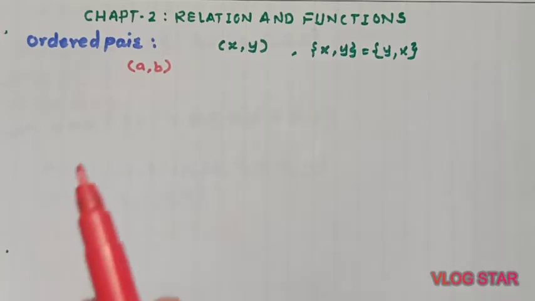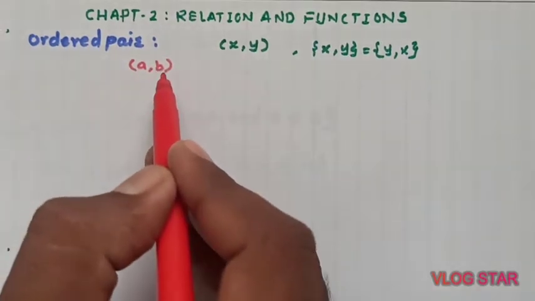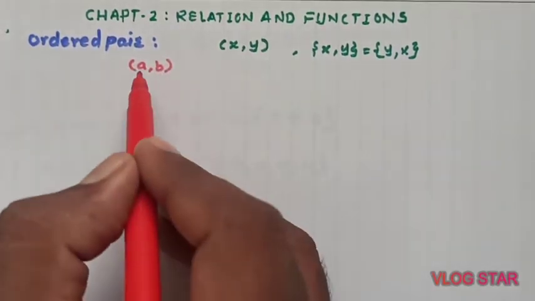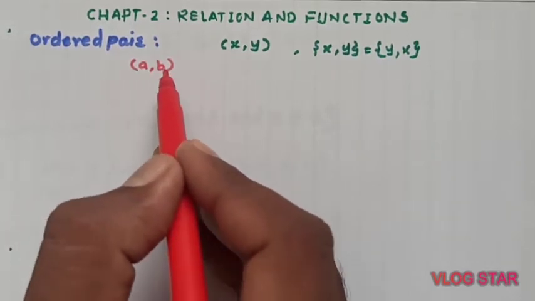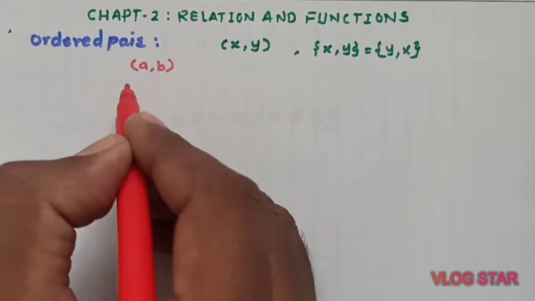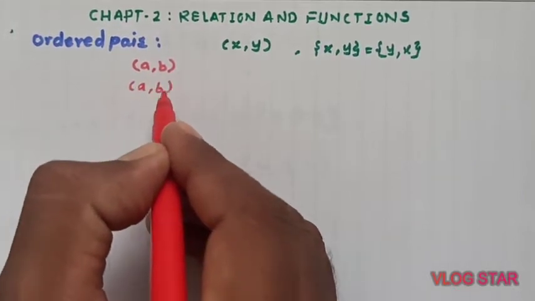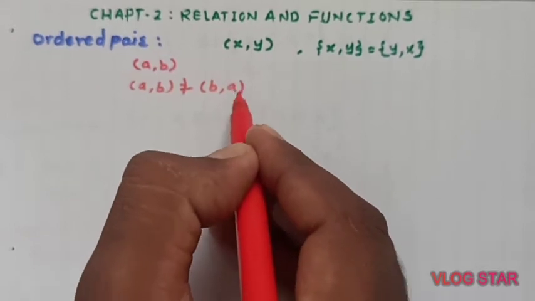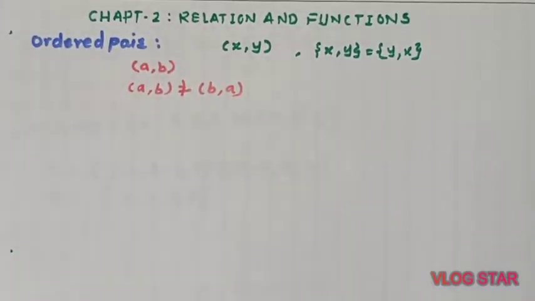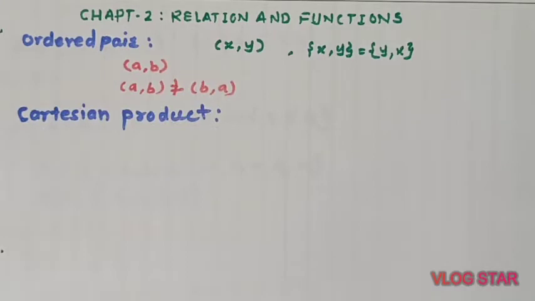But when I write a comma b in open bracket, this is called ordered pair where a is the first member and b is second member. So a comma b is not same as b comma a. So it is not commutative. So it is important. What is Cartesian product?